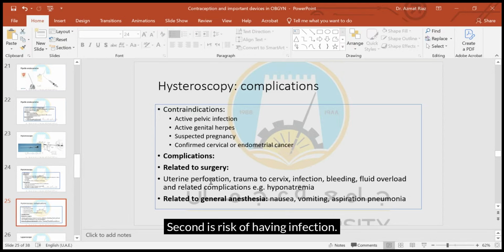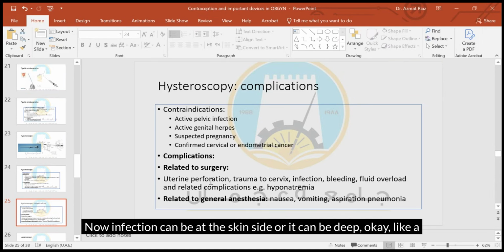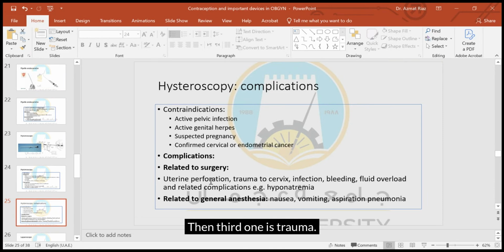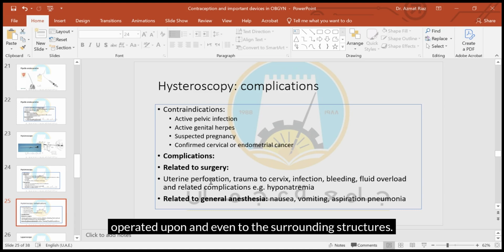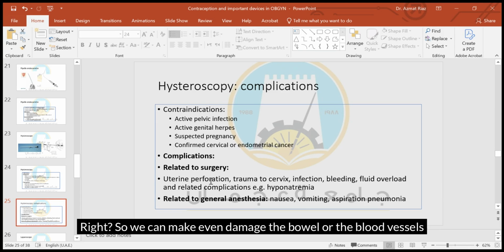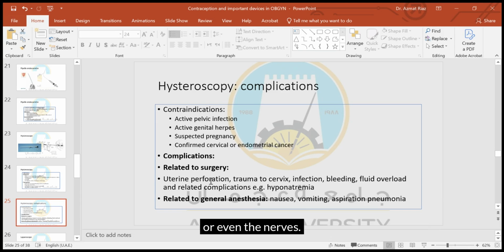Second is risk of having infection. Infection can be at the skin site or it can be deep, like a pelvic abscess, depending on how deep it is and how big the procedure is. Then the third one is trauma. Trauma to the organ itself which is operated upon, and even to the surrounding structures. For example, if someone is operating upon the uterus, we can make a hole in the uterus, and the bowel is very close, right? So we can even damage the bowel or the blood vessels or even the nerves.